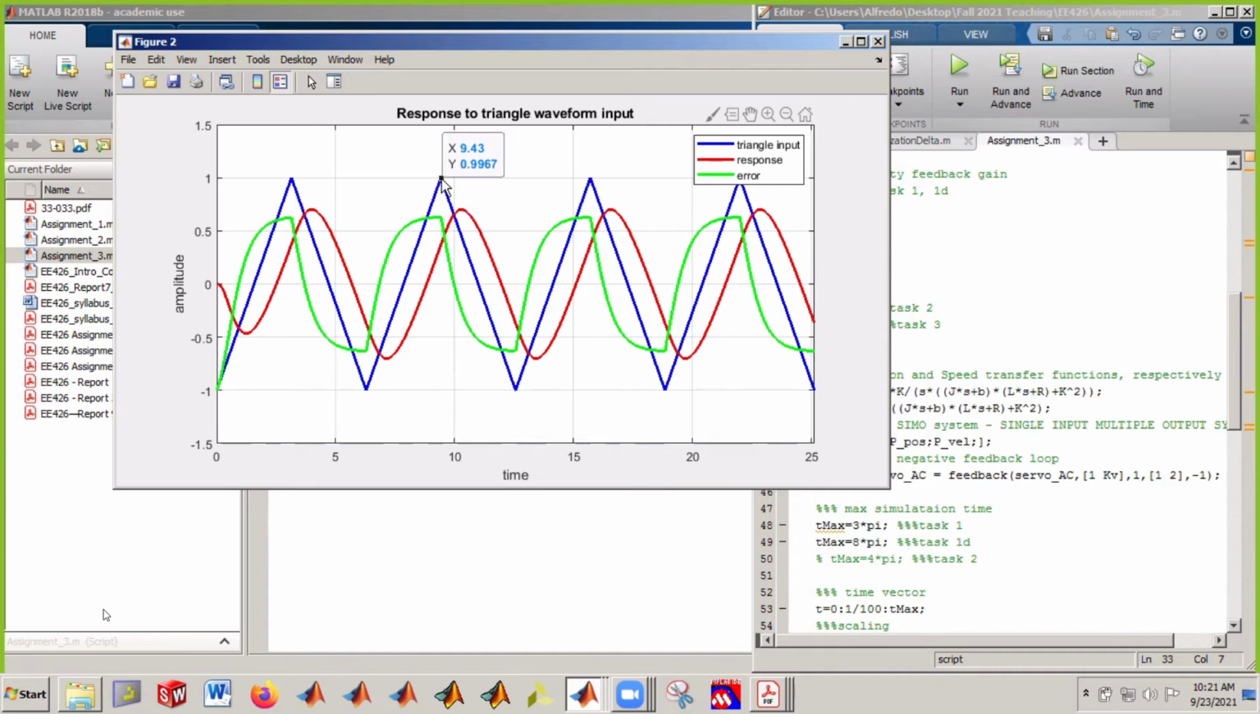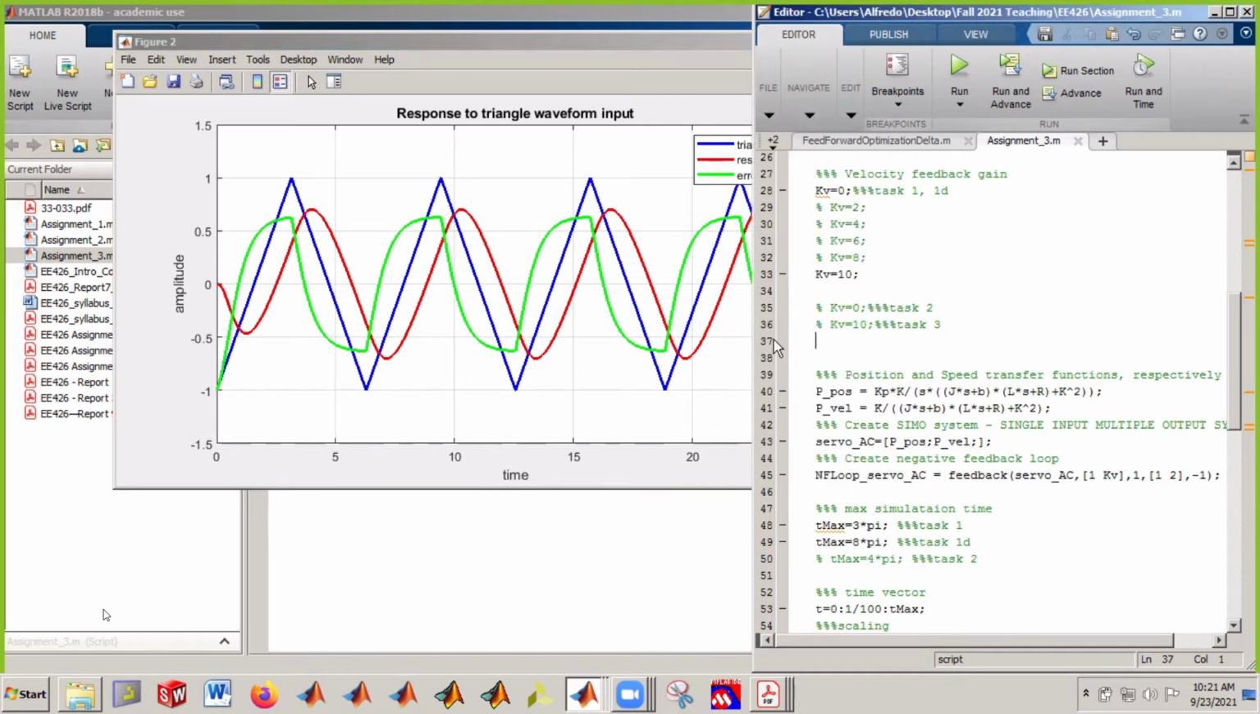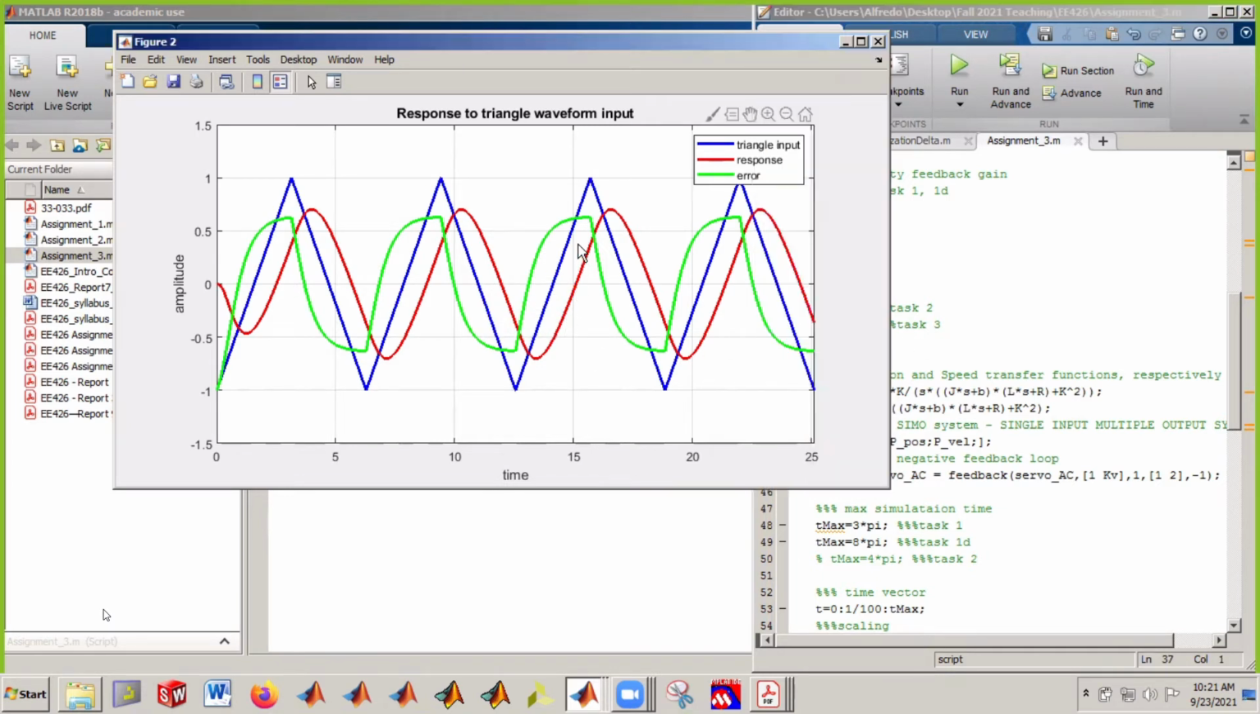But we see something else. Notice how this error is bigger here. For KV equals 0, you have this output steadily approaching the input for these phases where the input just steadily increases. But notice here, when we introduce velocity feedback, notice how the error actually grows for these phases.